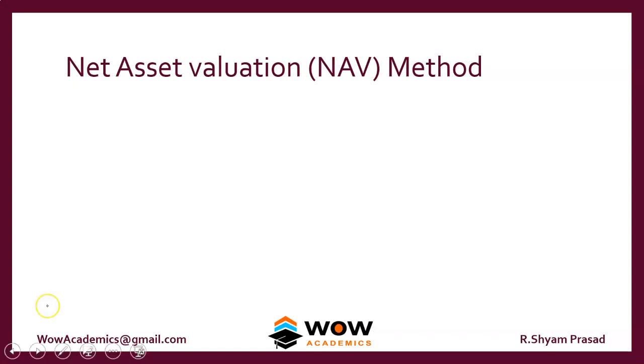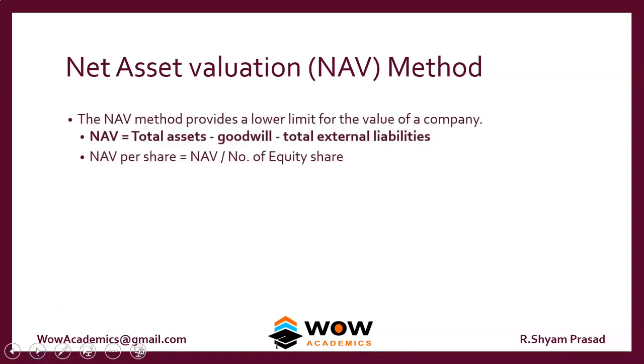So we'll move on to the next method, the net asset valuation method. The net asset method provides a lower limit for a company's value. So when you apply this method, you will get a lower limit of a company, or the minimum worth or minimum value of a company.